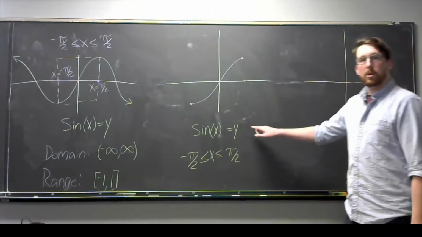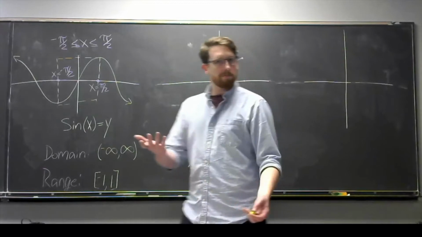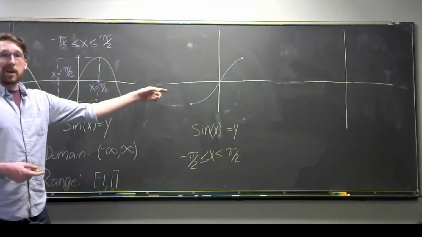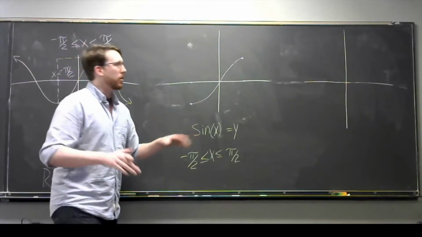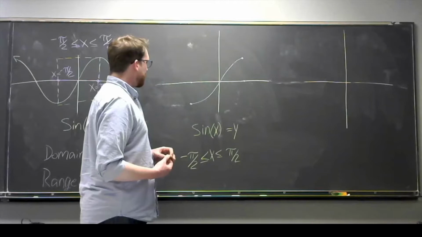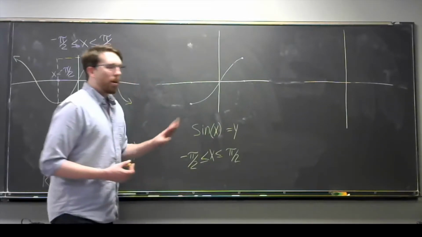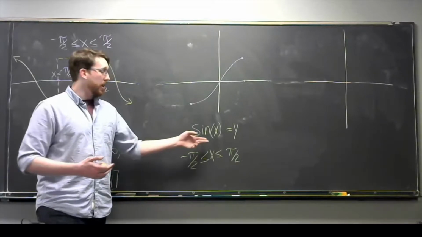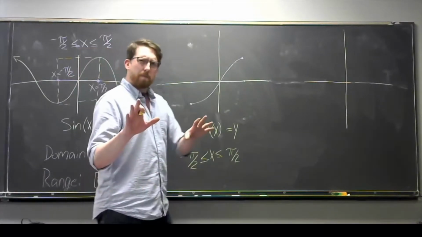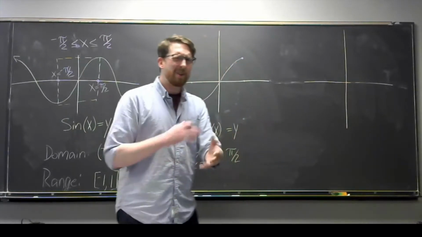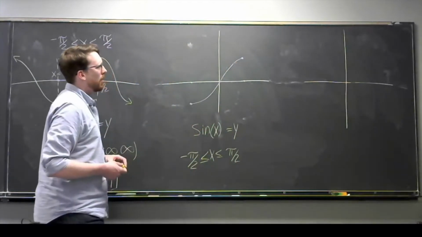So this is still sine of x equal to y, just restricted. And looking at it this way, we can definitely see it's injective. Well, we haven't talked yet about the inverse function of sine, but before we do, I want to ask, what does the graph of this look like?